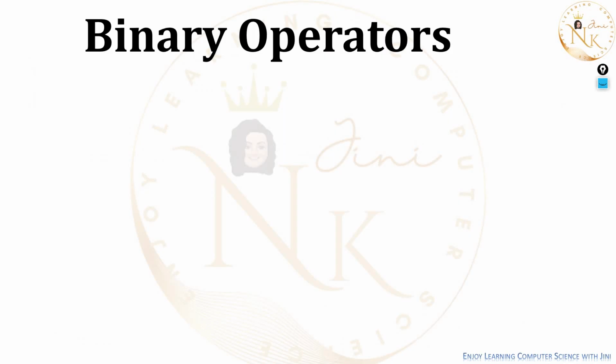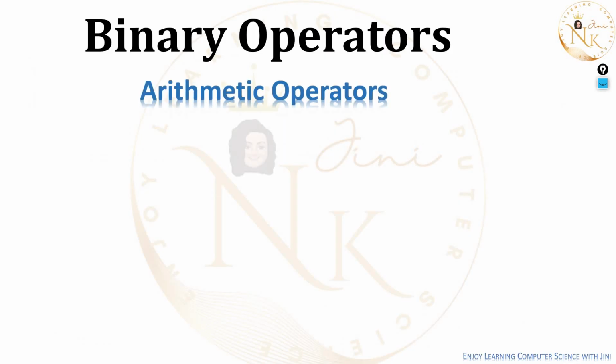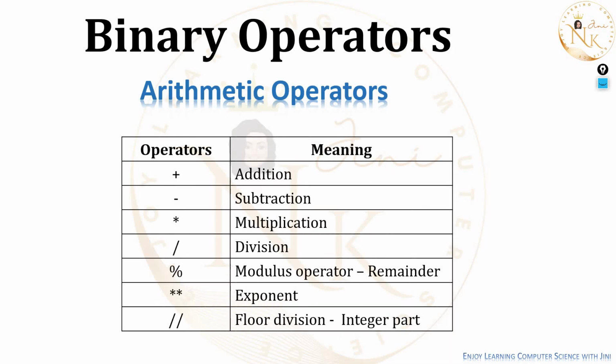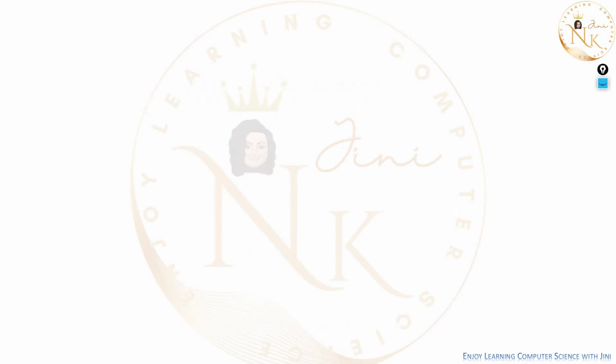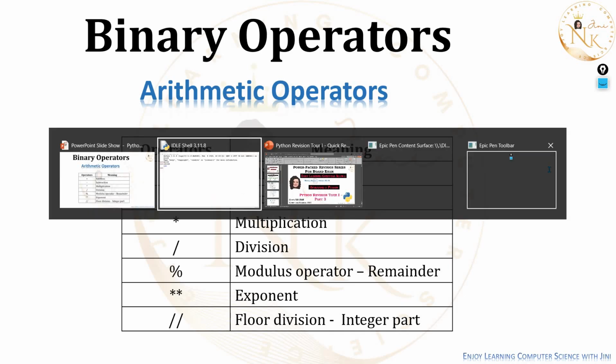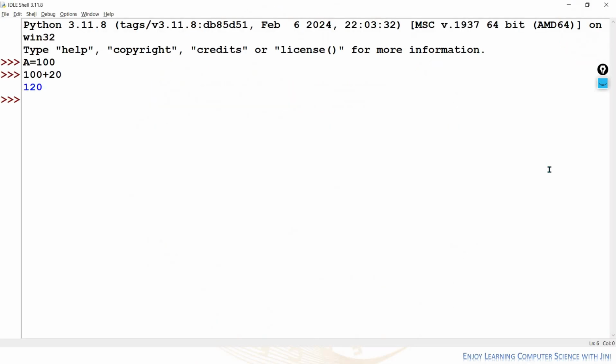So let's see binary operators. The first one is arithmetic operators. Arithmetic operators means addition, subtraction, multiplication, division, modulus, exponent and floor division. So let me explain. Addition means 5 plus 4, you will get 9, correct?